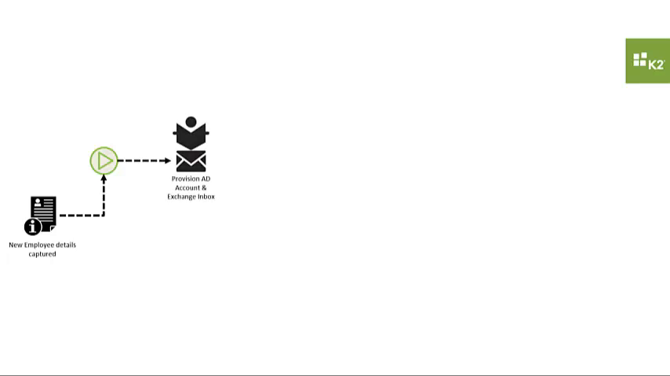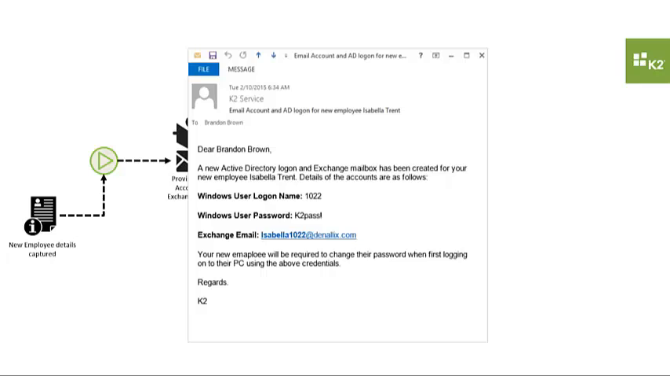Back into the process itself, a lot of the very traditional and time-consuming manual tasks like setting up user accounts and setting up email addresses can all be automated by the K2 platform. So in this case, we're going to go ahead and provision an Active Directory account and set up an Exchange mailbox. And we get a notification maybe to the manager that there's a new user, that their login has been derived, their password, as well as their Exchange email address.